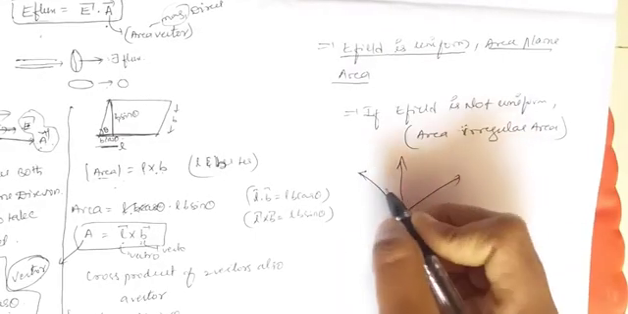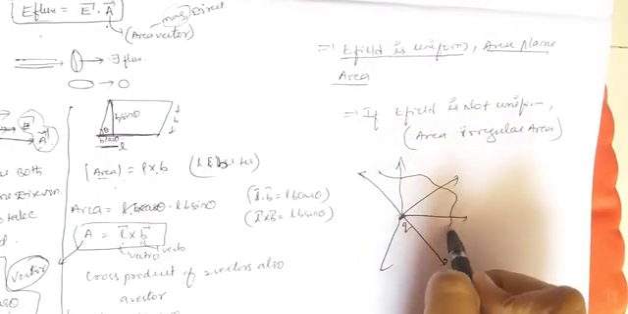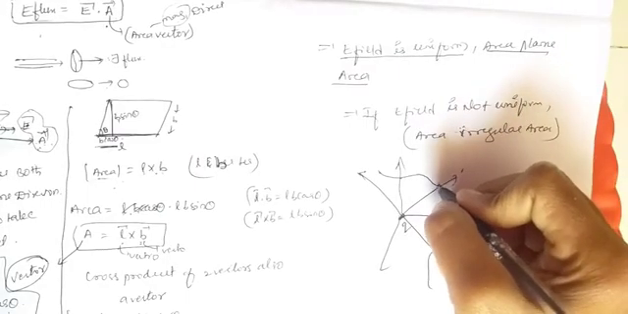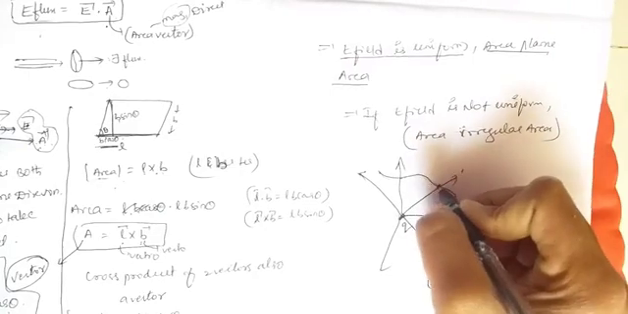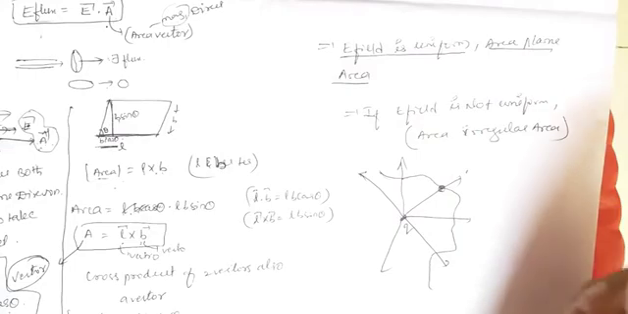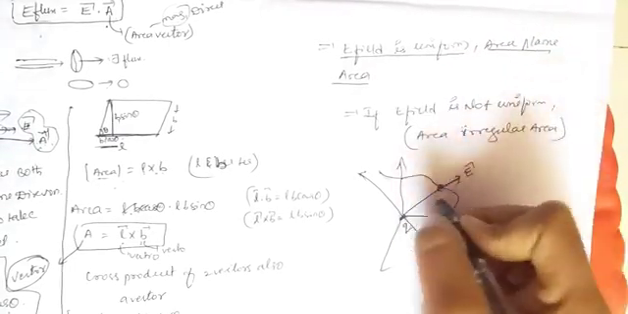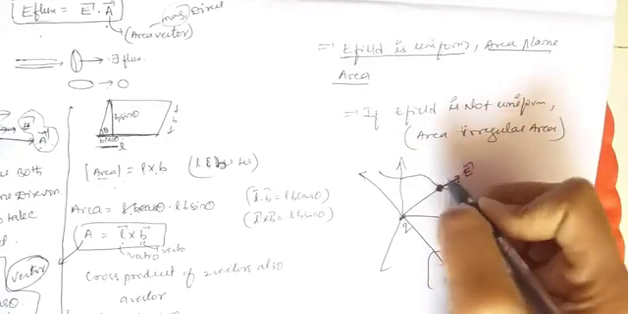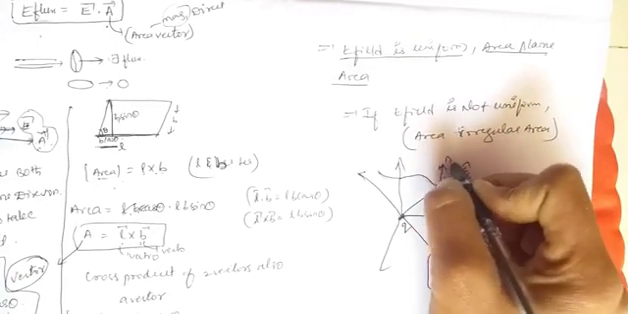Now here I am taking one irregular surface. Okay, so this is my irregular surface. See here, at this point, let us consider this as a surface. At this point, it has a small surface area. Now here the electric field direction is this direction, and this is my small area. The normal to this area is this one, so this is the area vector.